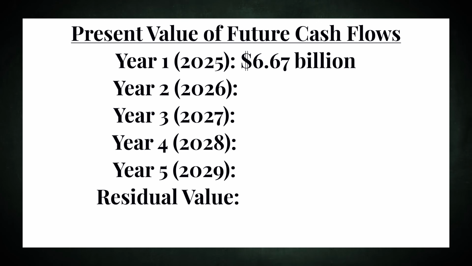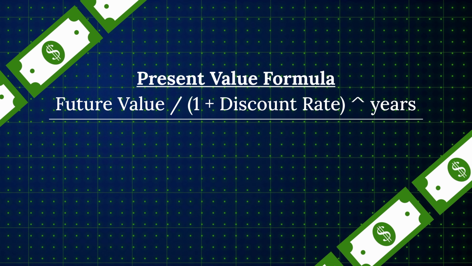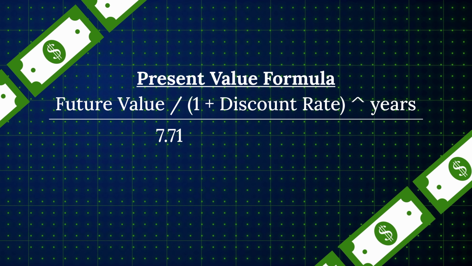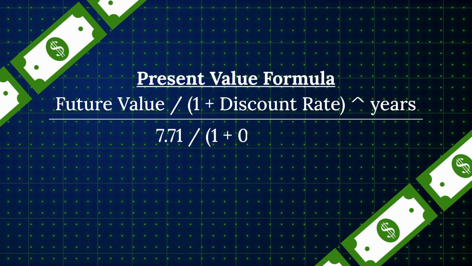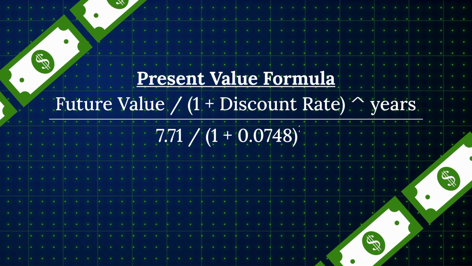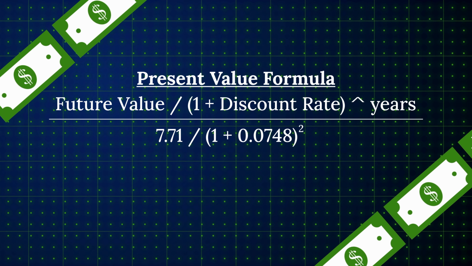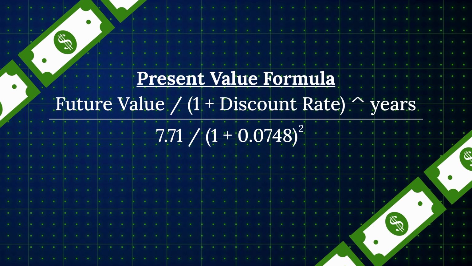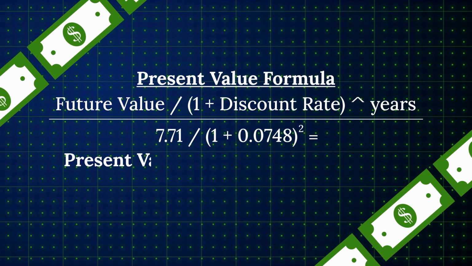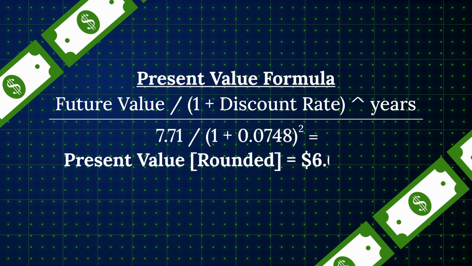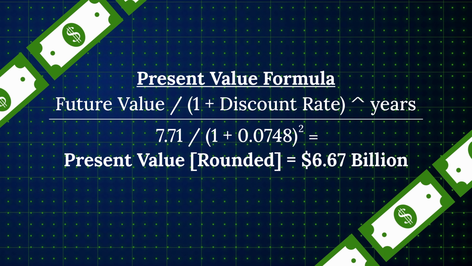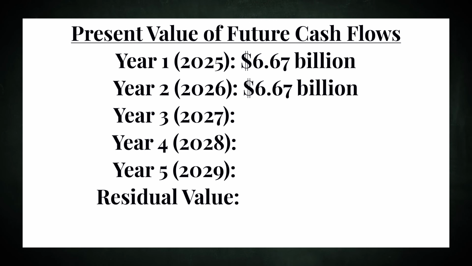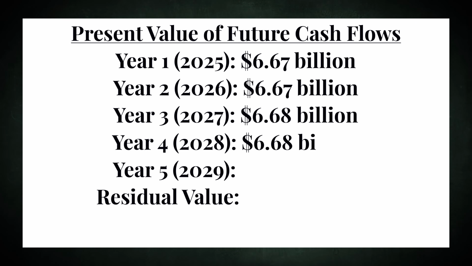And we'll do the same thing for year 2. The future value is 7.71. Let's divide this by the same equation, except this time we'll raise to the power of 2 because this is year 2. And interestingly enough, we get the same value of 6.67 billion for year 2. Finally, we'll calculate the present value of each and every future cash flow with the results shown here.